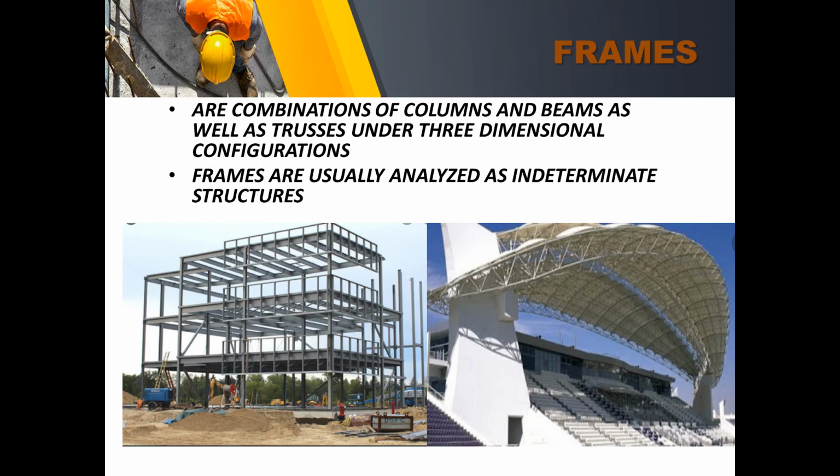And then we have also the frames. These are combinations of columns and beams as well as trusses under three-dimensional configurations. So I think you are very familiar with the framing system. So frames are usually analyzed as indeterminate structures. So frames could be in the form of steel structures or reinforced concrete structures or the combination of both.